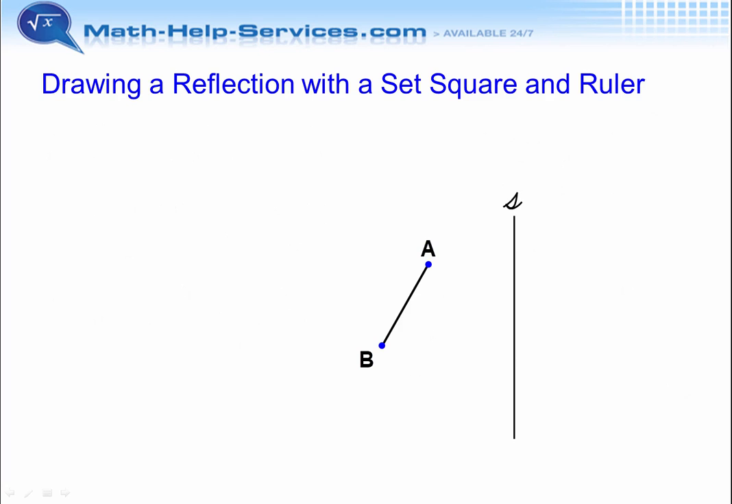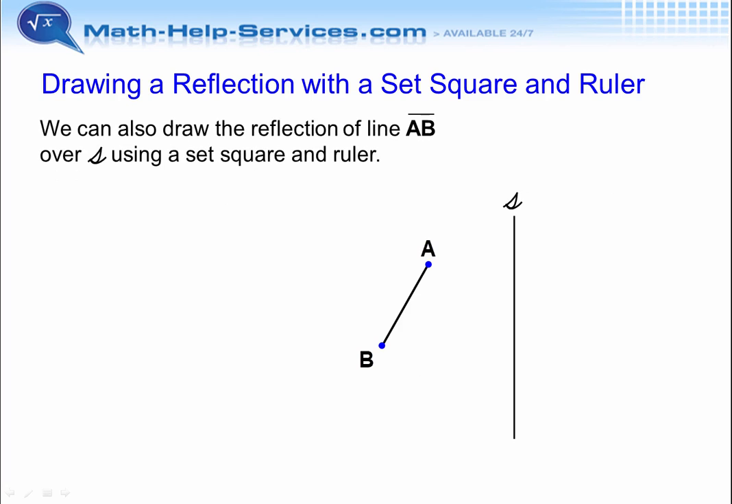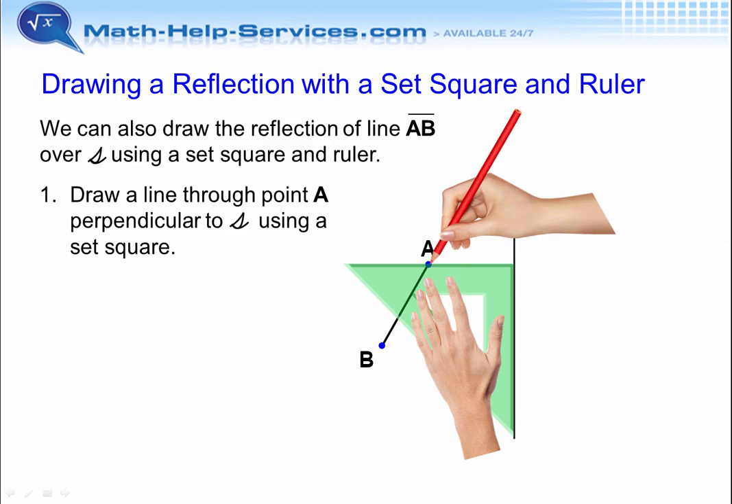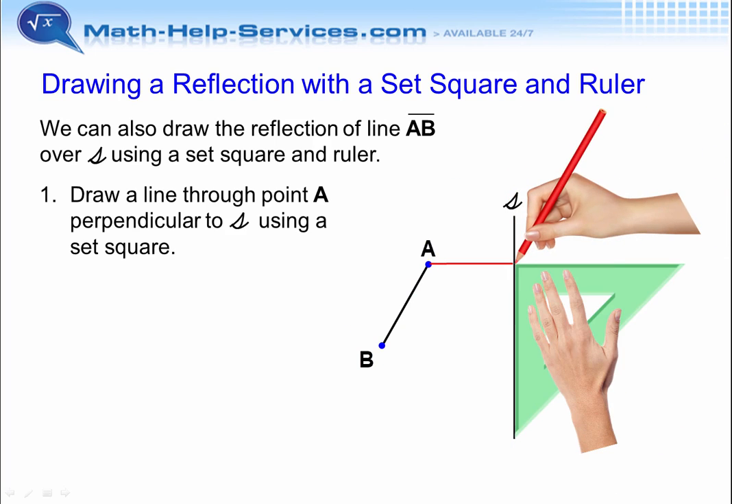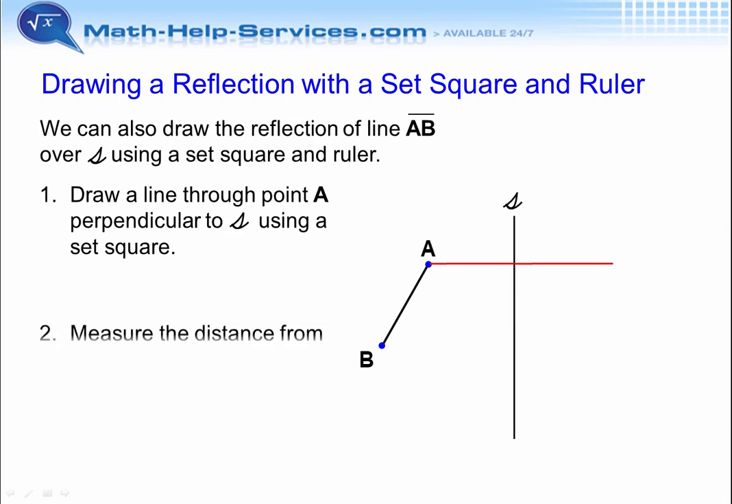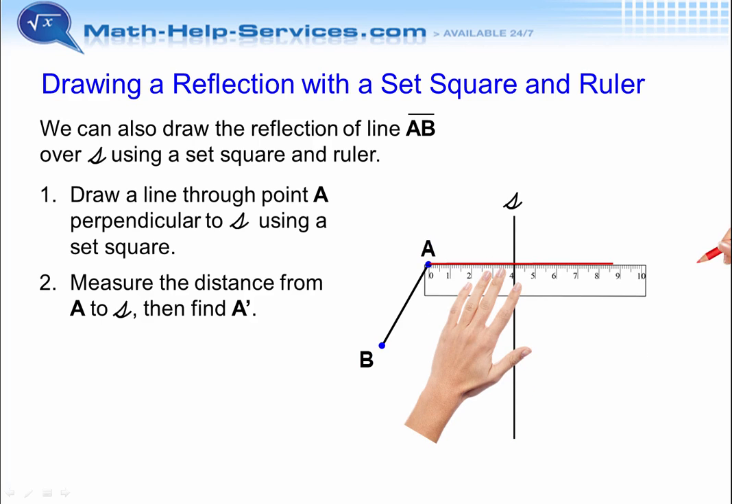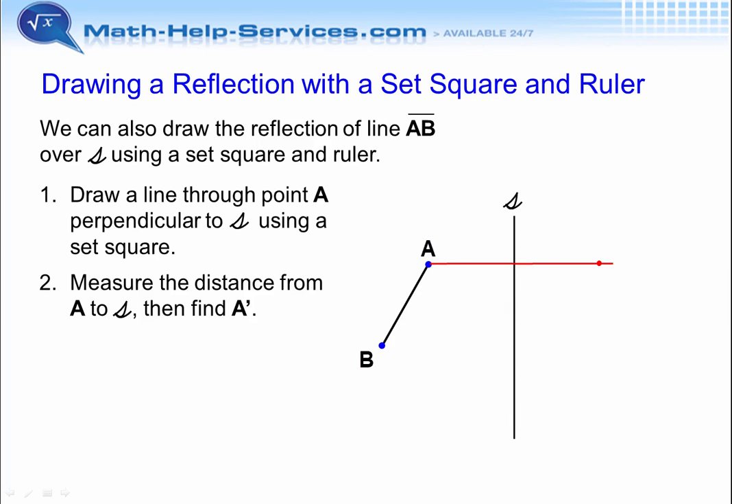Drawing a reflection with a set square and ruler. We can also draw the reflection of line AB over S using a set square and ruler. First, draw a line through point A perpendicular to S using a set square. Like so. Now measure the distance from A to S, then find A'. It's the same distance on the other side of S. Here's A'.